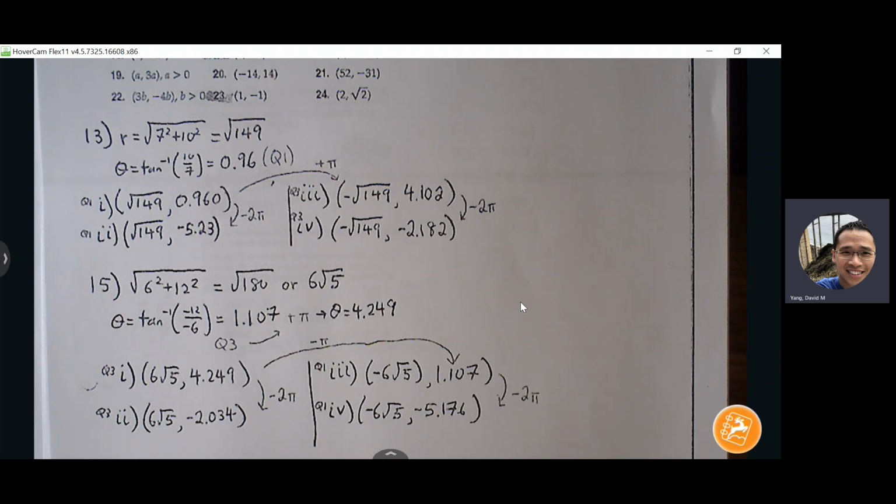You're always gonna get 2 positive radius, 2 negative radius. And then exactly, you're gonna get 2 positive radian measures and 2 negative radian measures.